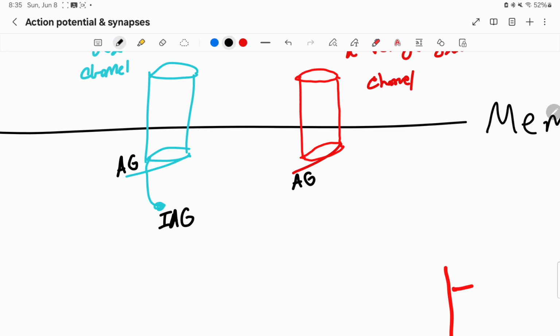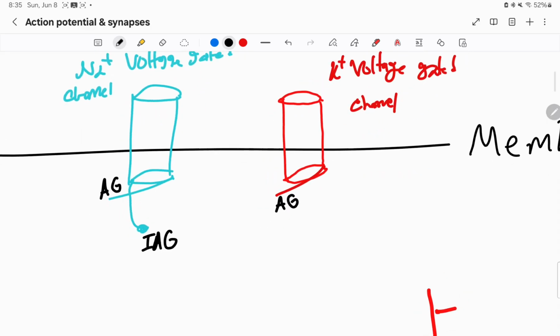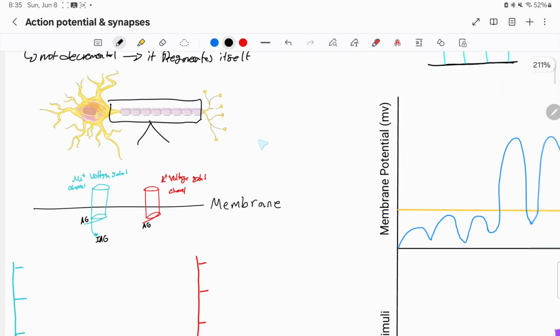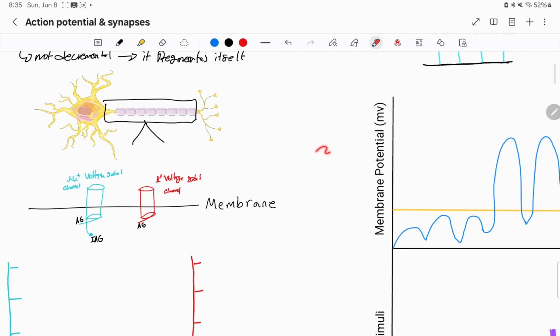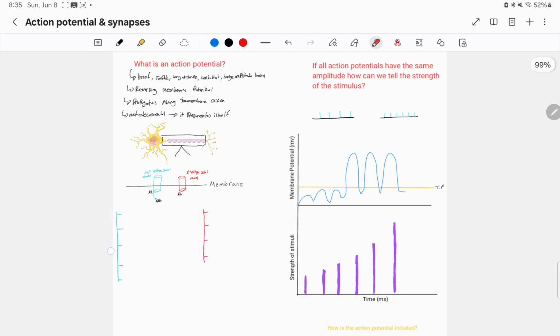Activation gate, but you can see that the potassium voltage gated channel has no inactivation gate. Okay, no inactivation gate. Now we'll come back to these in a second, because we're going to talk about some of their properties and what they kind of allow for.